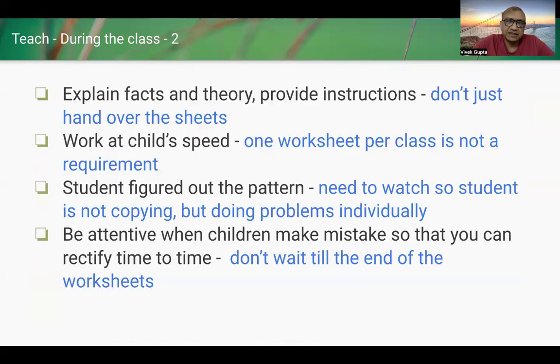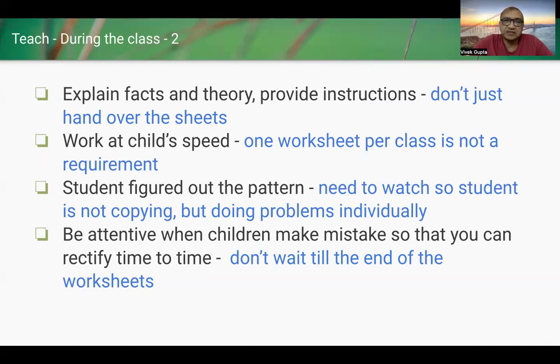So a few tips, what you need to do or not do, or what you need to remember, so that you have a more effective class with the students. Number one, it's very important to explain the facts and theory, and you provide the instructions. Don't just hand over the sheets. If you hand over the sheets, the student may not really know what to do. So you always do 3 or 4 problems in the beginning with the student. You explain what the concept behind solving this problem is, like facts, or doubles.